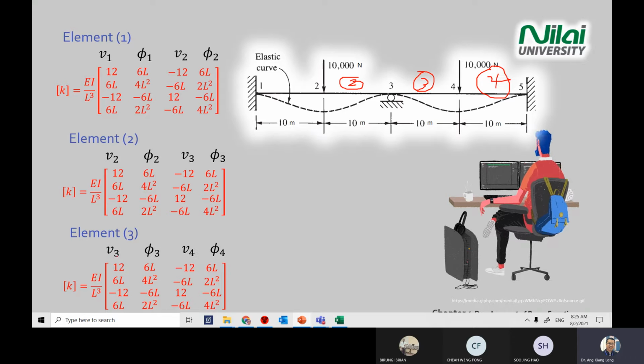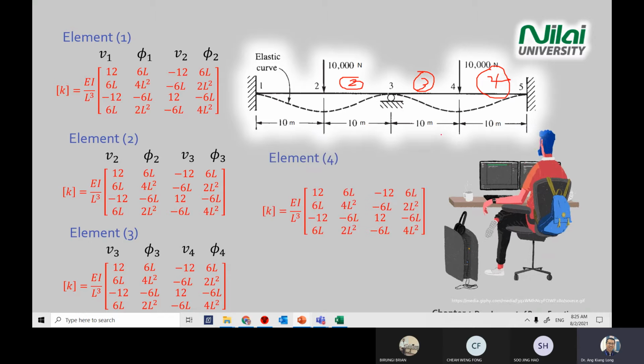So for element 3, you have V3, rotation 3, V4, rotation 4, or angle number 4. You do the same for element 4, but only the parking ticket is different. So V4, rotation 4, V5, angle 5, or rotation 5.